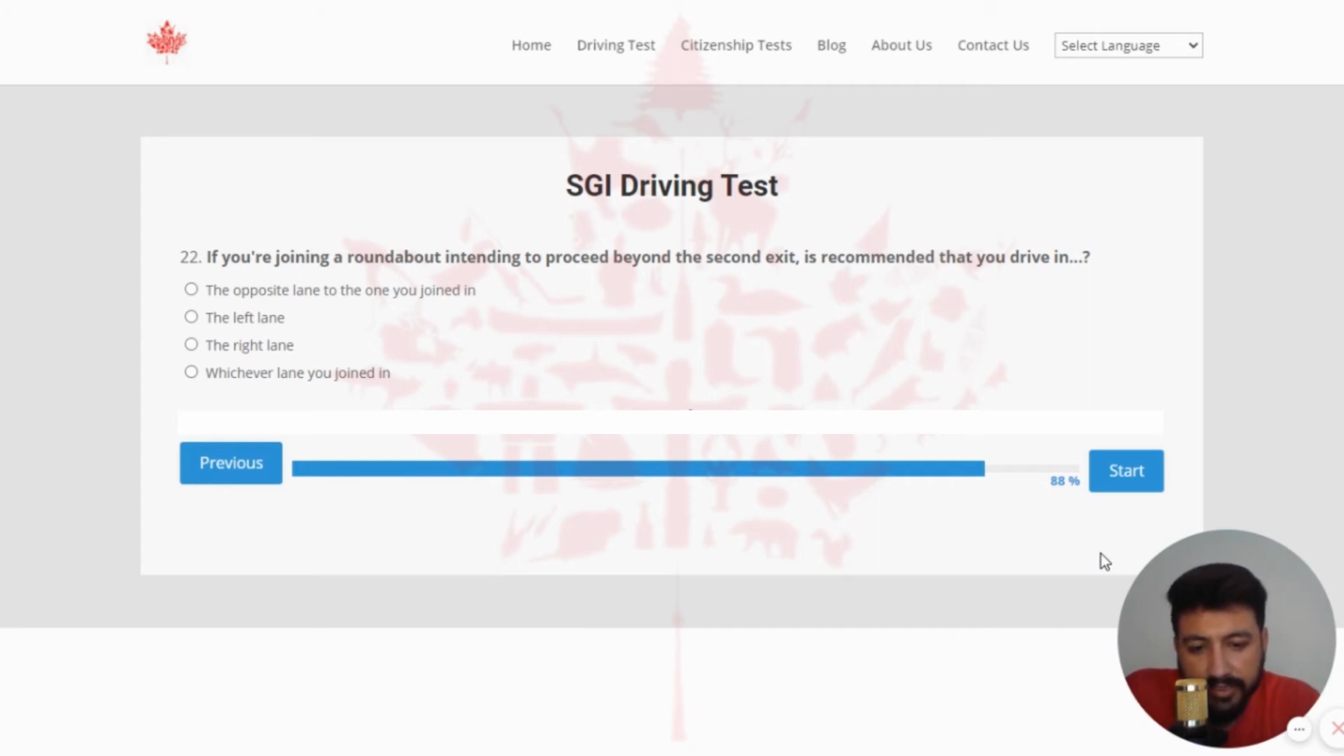The next question is if you are joining a roundabout intending to proceed beyond the second exit, it is recommended that you drive in. The right answer of this question is the left lane. So I'm going to click on the second option.